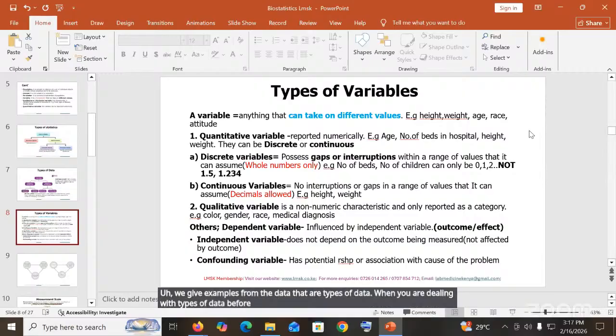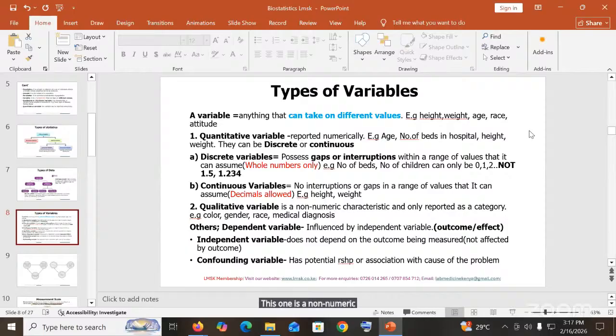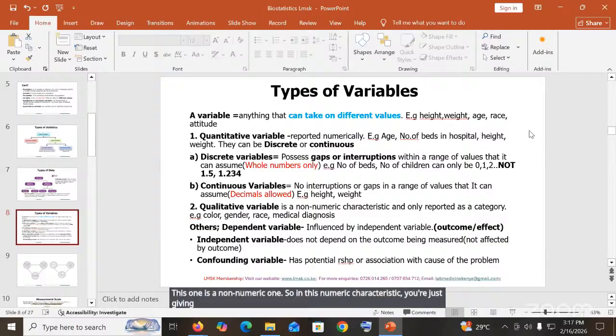So under qualitative variable, this one is a non-numeric one. So in this non-numeric characteristic, you are just giving, for example, gender or color. You cannot report it numerically.